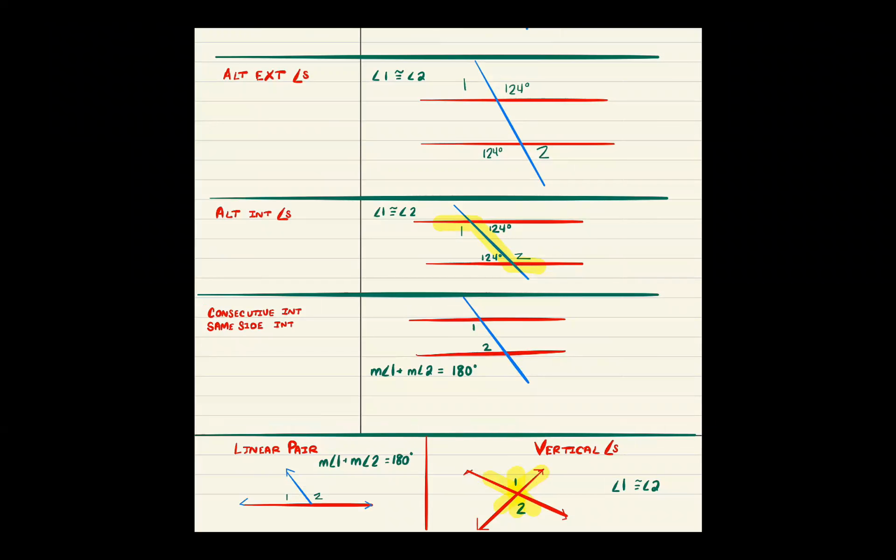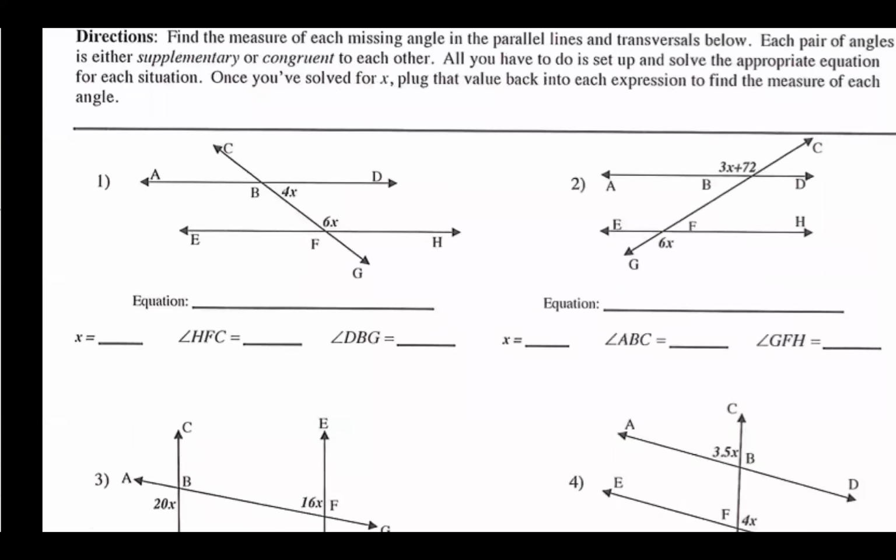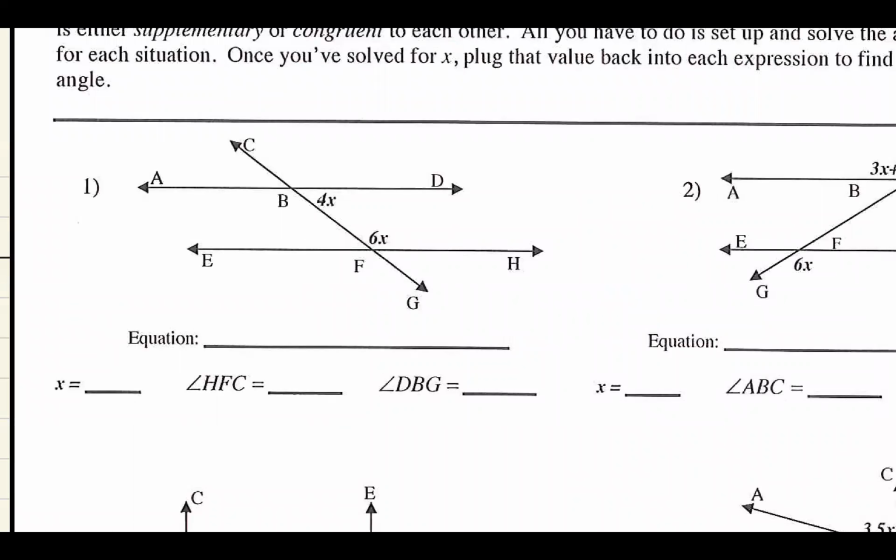So those are some of the rules we're going to use today. Not too bad, right? There's only 4, 5, 6. All right, let's put it in action. So looking at number 1, it wants us to solve for x. So the first thing we need to do is identify the relationship they're showing us. What do we know about these two angles? They're what?